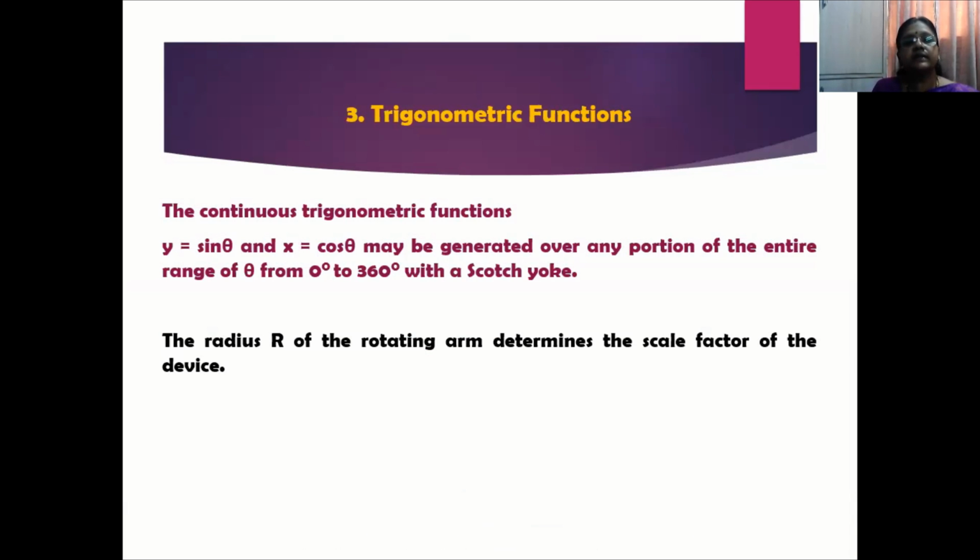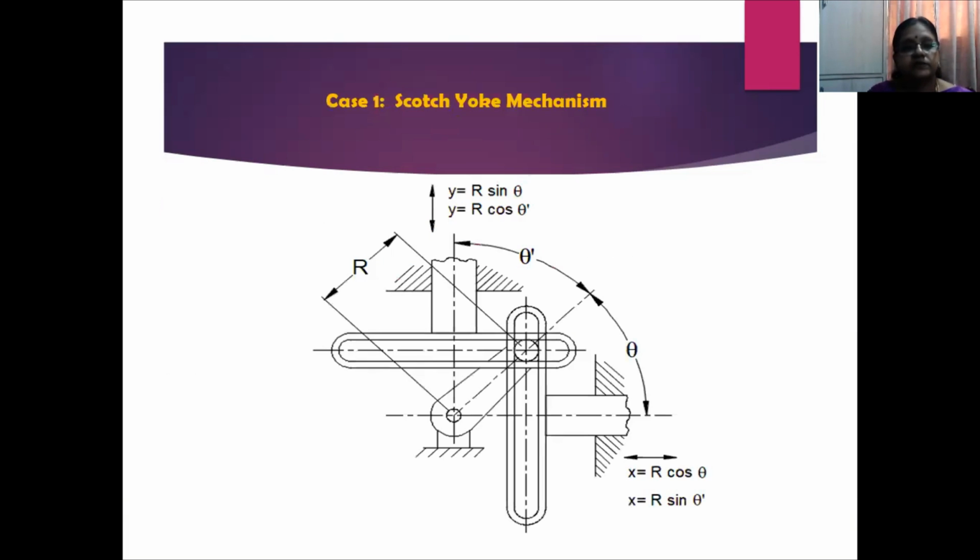There is a third category that is called trigonometric functions. The continuous trigonometric functions, that is y equal to sine theta or x equal to cos theta, may be generated over any portion of the entire range of theta from 0 degree to 360 degree with a Scotch yoke. Now the displacements you are giving are not just numbers, but functions of trigonometry. Let us say the capital radius R of the rotating arm determines the scale factor of the device. Look at this Scotch yoke mechanism.